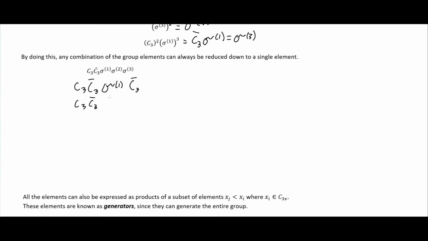Then the sigma 1 on the C3 bar gives us sigma 2. Then we have the C3 bar acting on sigma 2, so that gives us sigma 1. So we have C3, then sigma 1. Now C3 acting on sigma 1, that gives us sigma 2. And so we've taken this whole thing right here and reduced it down to 1.